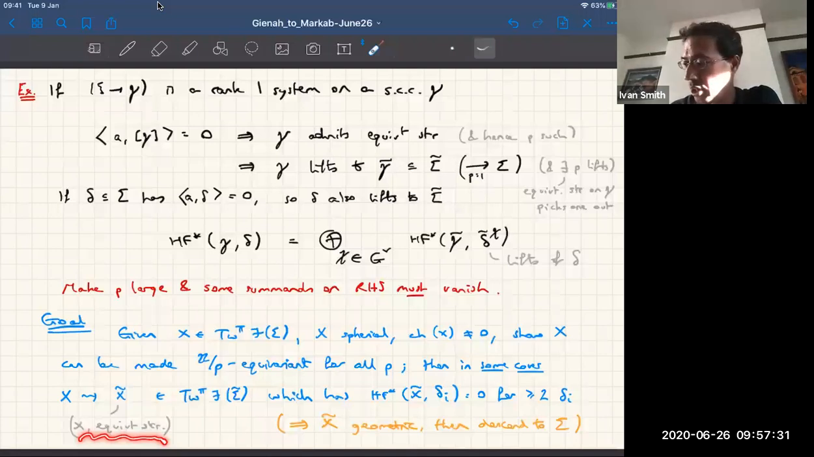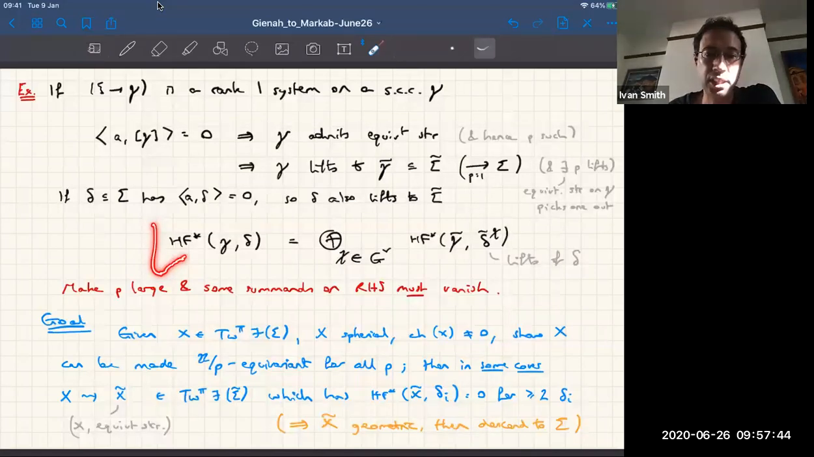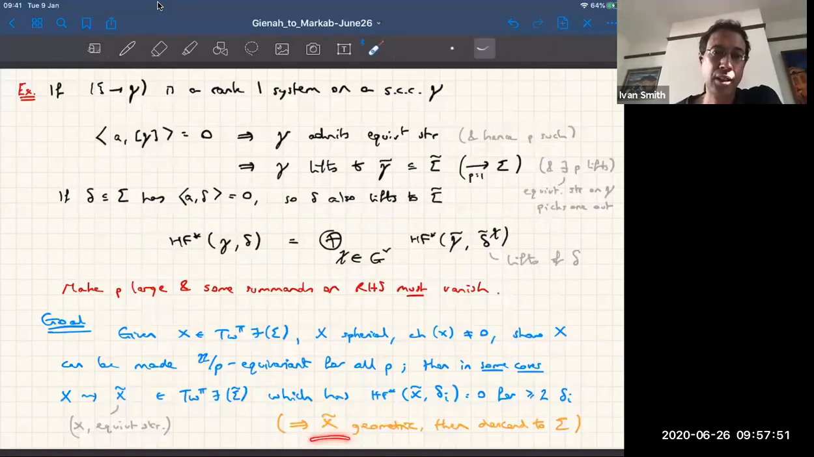And then this identity would say that upstairs, this lift X tilde would indeed be Floer-theoretically orthogonal to a bunch of disjoint closed curves, as many as I wanted, for P large. Then our previous restriction arguments would let us conclude that this thing upstairs was geometric. Then we could push that geometric thing back down to sigma, and then we could go back to the topology of immersed curves on surfaces and try and argue that X was just a simple closed curve.